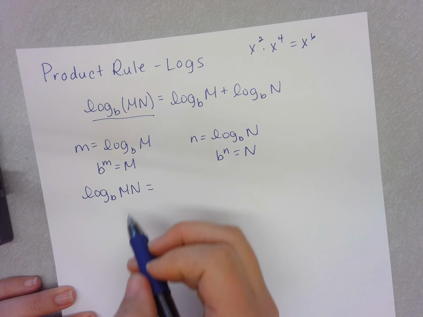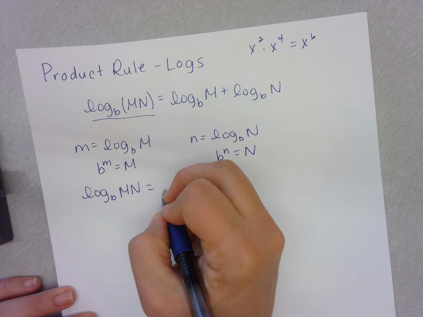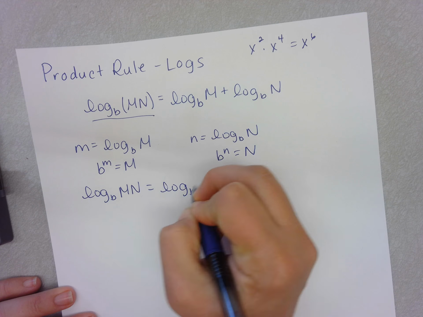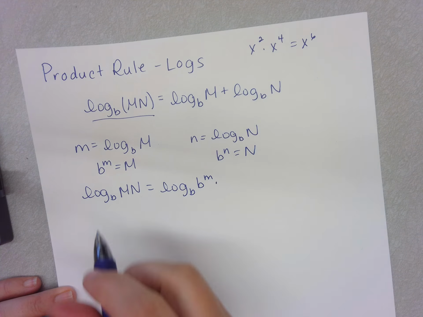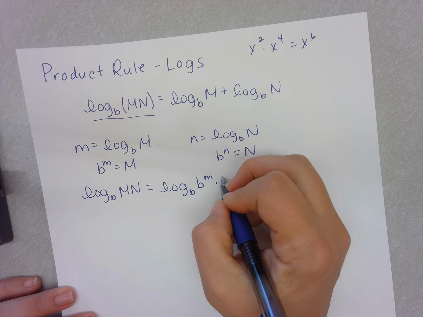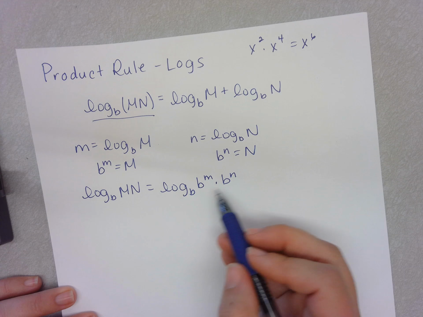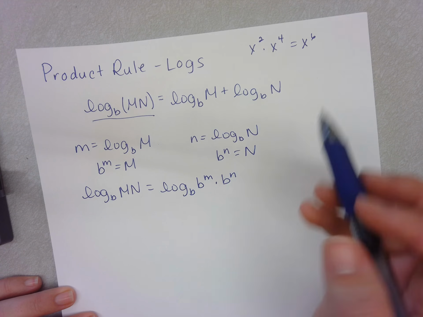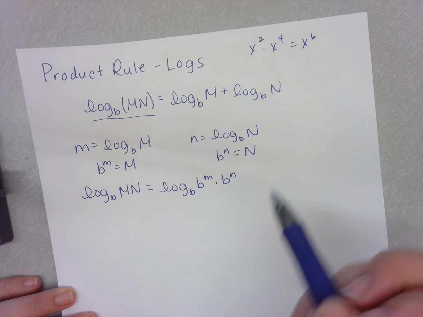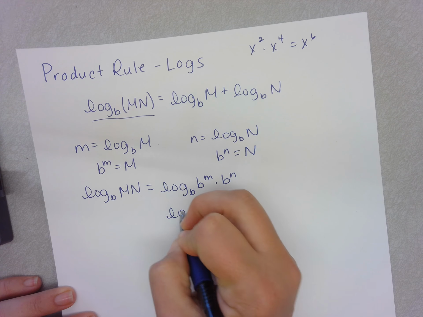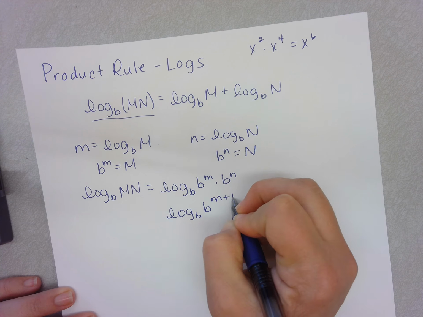Okay, so instead of M and N, I'm going to replace them. I'm going to replace M with b to the m. So I have the log base b of b to the m times, because I have multiplication, N is b to the n. All right. So now I have the same base that I'm multiplying together, and just like up here, when I multiplied these two things together, I added their exponents. So this would be log base b of b to the m plus n.